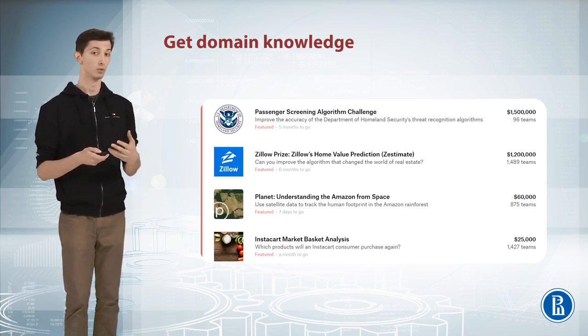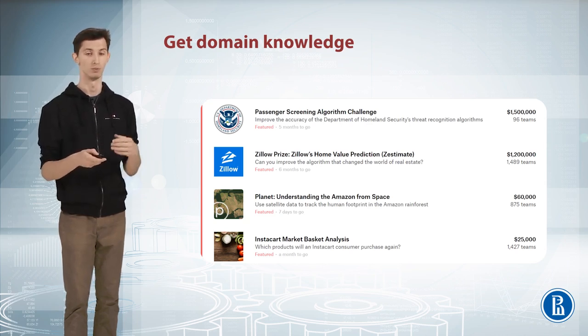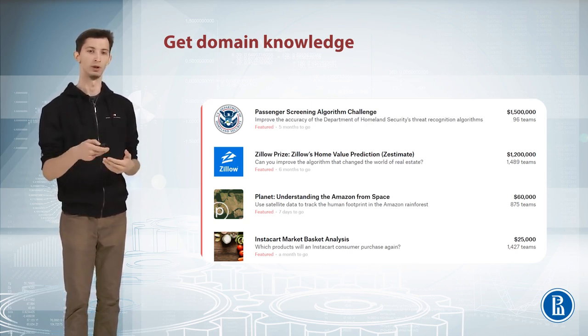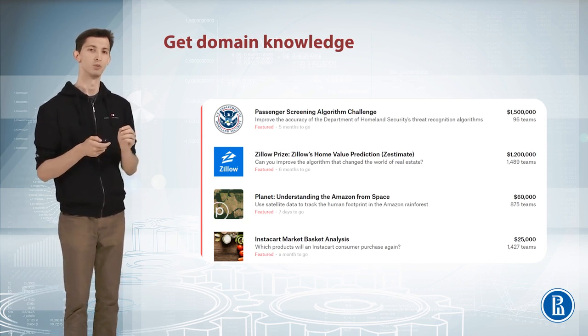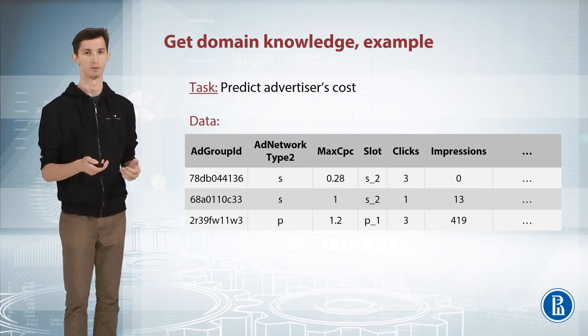Usually we don't need to go too deep inside the field, but it's preferable to understand what our aim is, what data we have, and how people usually tackle this kind of problems to build a baseline. So our first step should probably be searching for the topic, Googling, reading Wikipedia, and making sure we understand the data. For example, let's say we start a new competition in which we need to predict advertisers' cost.